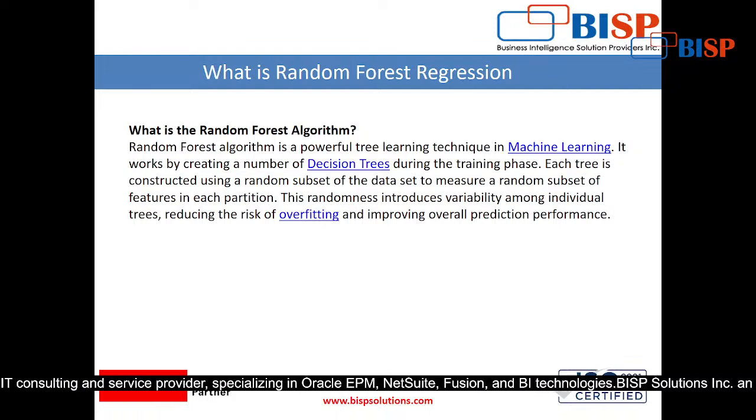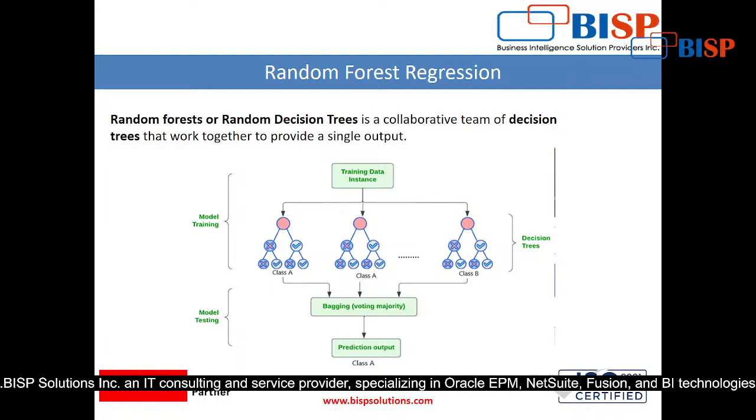Random forest algorithm is a powerful tree learning technique in machine learning. It works by creating a number of decision trees during the training phase. Each tree is constructed using a random subset of the data set and a random subset of features in each partition. This randomness introduces variability among individual trees, reduces the risk of overfitting, and improves overall prediction performance. Same thing as I explained to you.